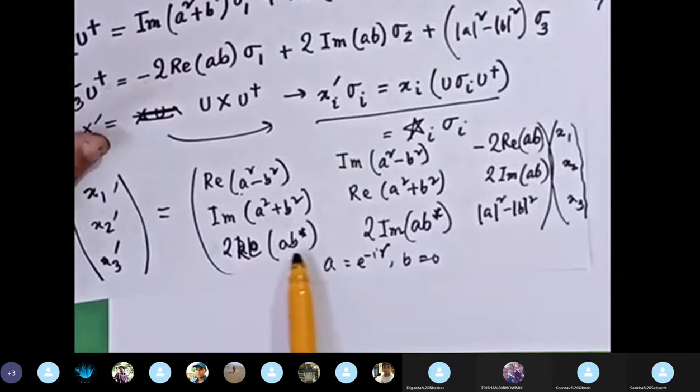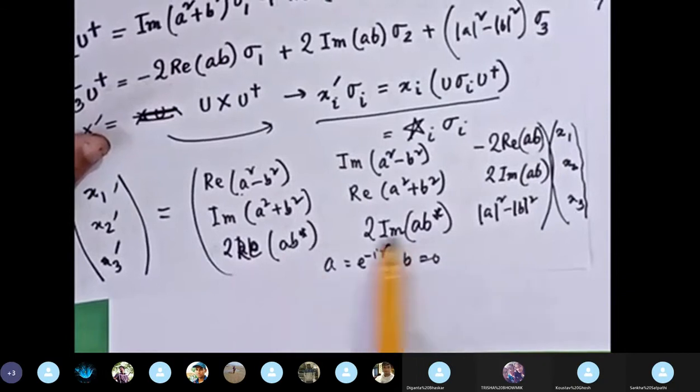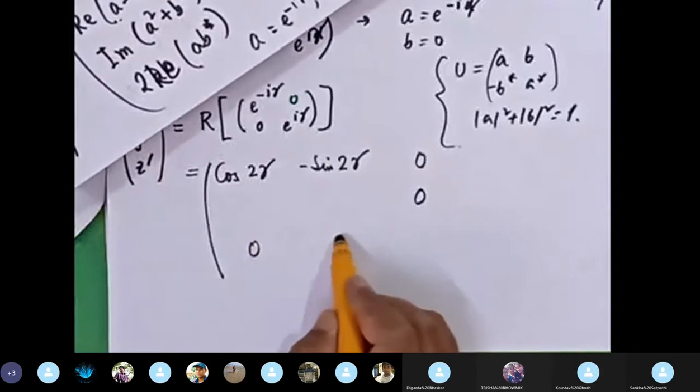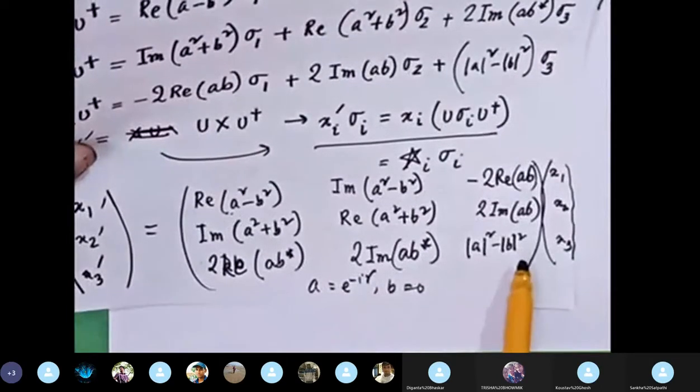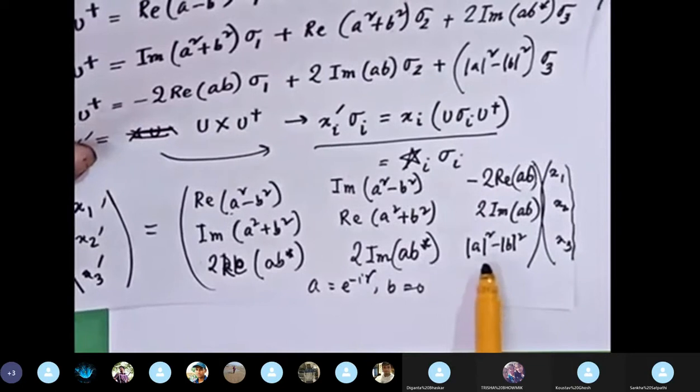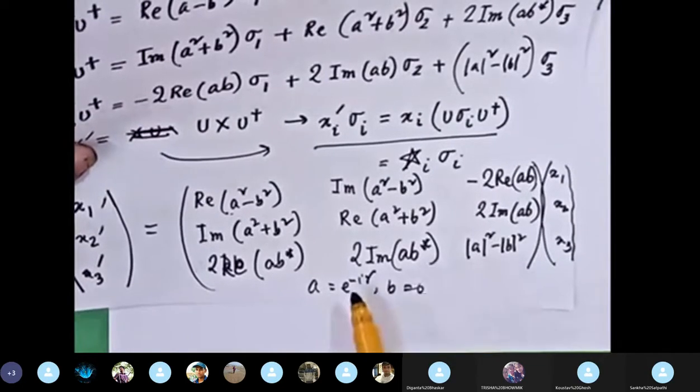This 3 cross 1, 3 cross 2 are also 0 because it involves B. So in place of here I write 0, 0. What is this? Because B is 0, it is mod A square. Mod A square is 1 because e to the power I... yes.